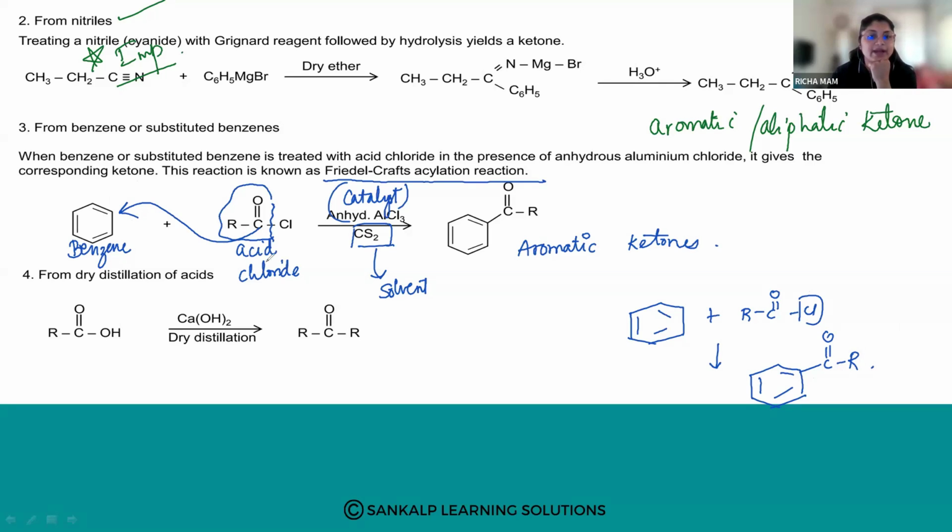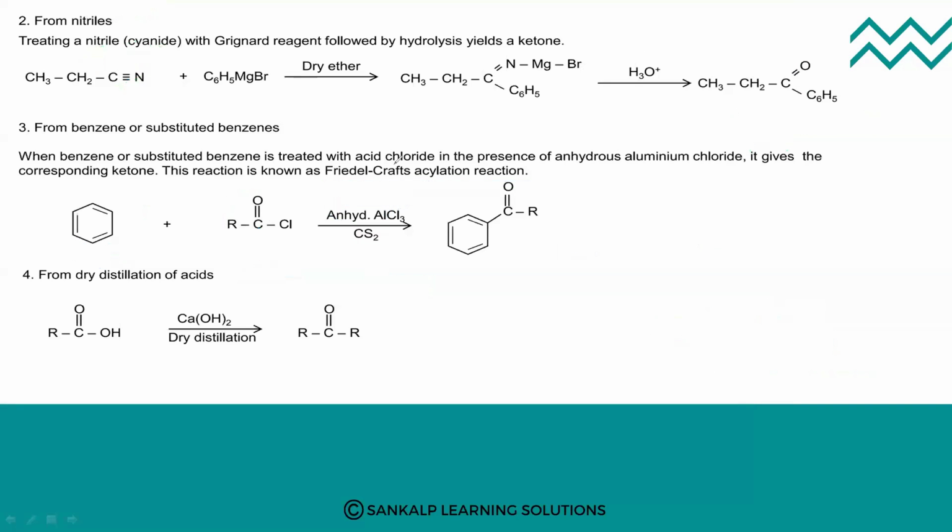So benzene is reacted with acid chloride in the presence of anhydrous aluminum chloride, which acts as a catalyst, and the solvent used is CS2, carbon disulfide. We get the corresponding ketone. This name reaction is called the Friedel-Crafts acylation reaction. Is it clear? Please note this down. In organic chemistry, you have to note it down.